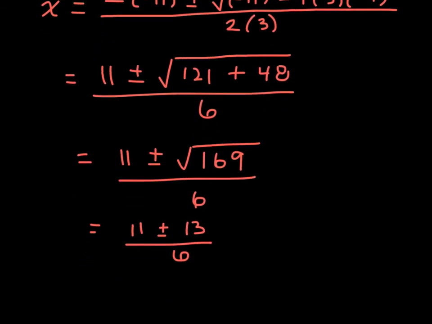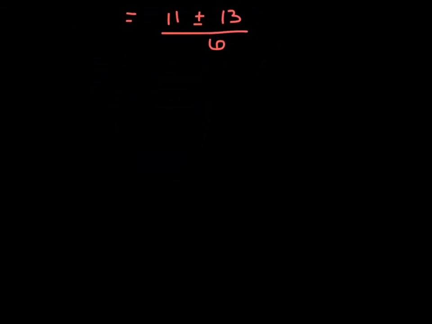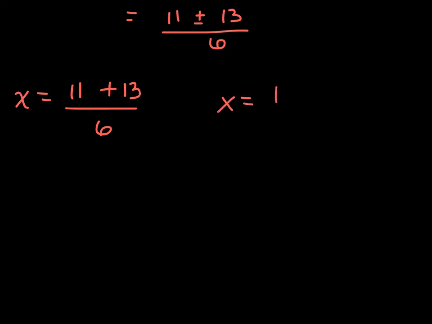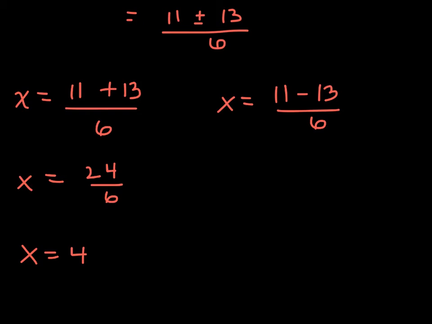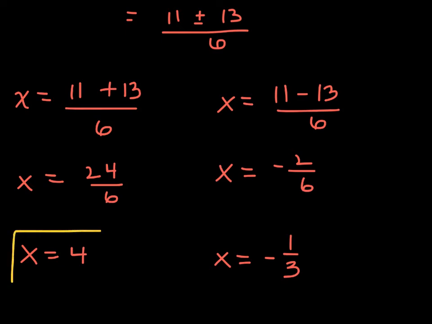All right, everybody, at this point, we need to say that x is equal to 11 plus 13 over 6, or x is equal to 11 minus 13 over 6. So either x is 24 over 6, which is 4, or x is negative 2 over 6, which is negative 1/3. So these are your two solutions. Please note that they are rational solutions.